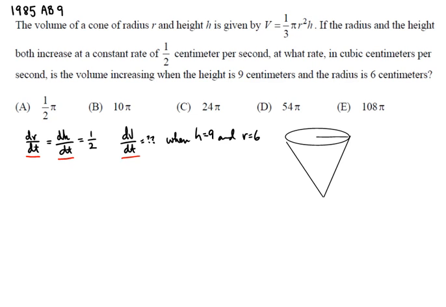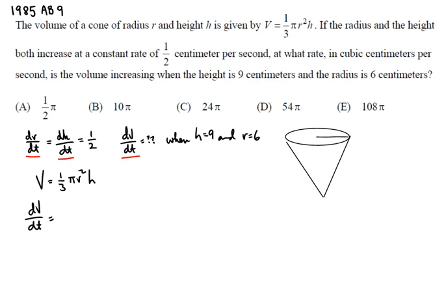And so we need a formula that's going to relate together r, h, and V, and of course that's given to us at the very beginning, and that is V is equal to 1/3 pi r squared h. We're going to differentiate both sides with respect to time. The critical part of solving this problem correctly is to know that we have to use a product rule here on the right side, because both r and h are functions of time and they're multiplied together.